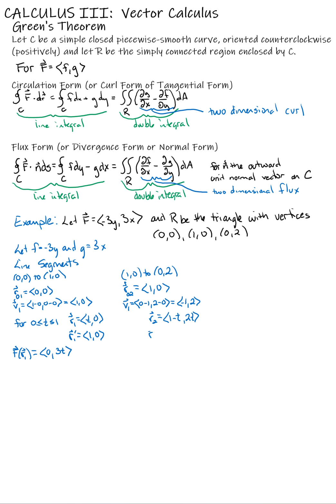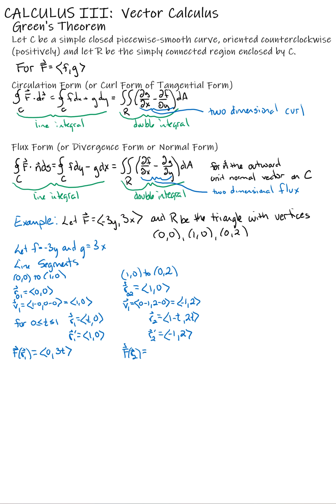So let's see, that would then give us an R2 prime. Again, I'm going to need that in my circulation form. That would give us what, negative 1, 2 for R prime. All right, so now going back to just R2, what is f of R2? Again, looking at R2, evaluating f at R2. What do we get there?